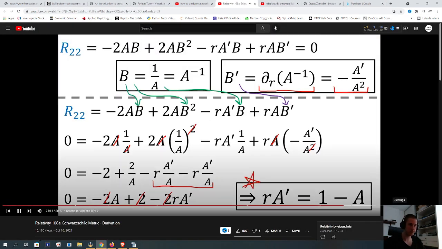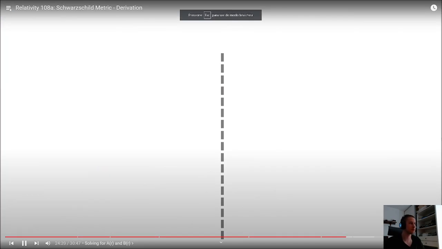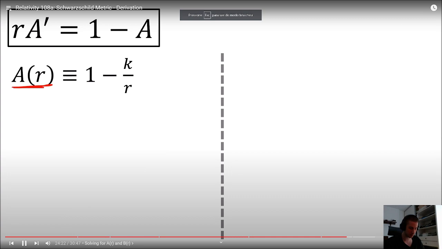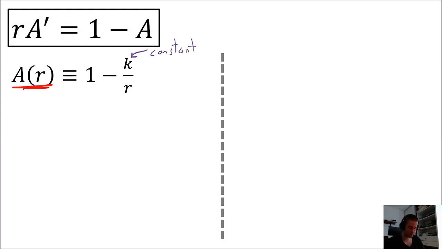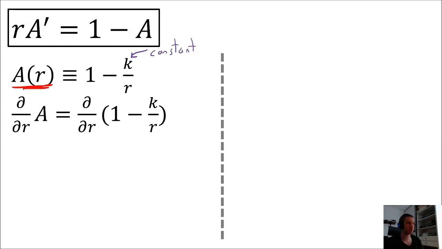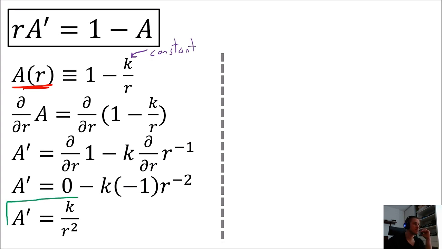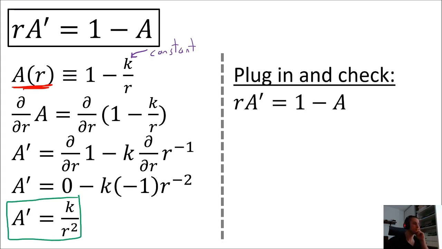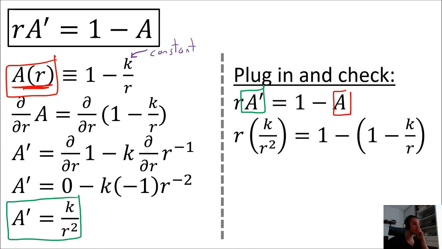We get the differential equation r times a prime equals 1 minus a. The solution to this equation is a of r equals 1 minus a constant small k over r. If we calculate the derivative of a, we find that it's k over r squared. And if we plug a prime and a into our differential equation, r's cancel here, 1's cancel here, and we get k over r equals k over r. So this solution satisfies the differential equation.